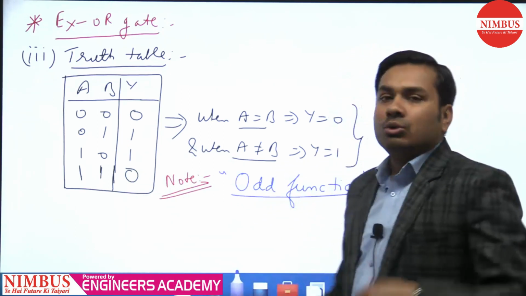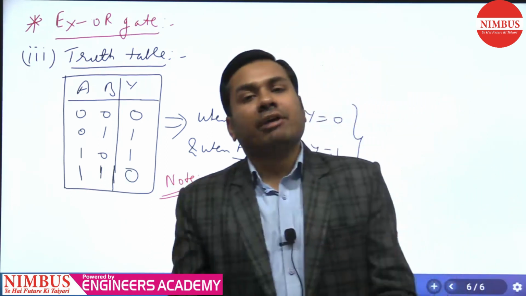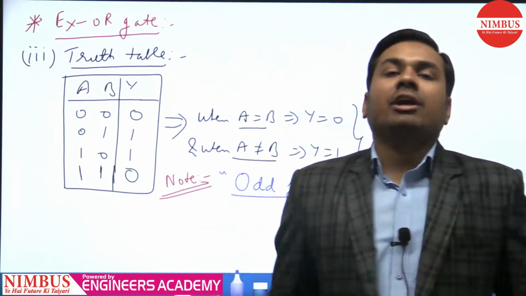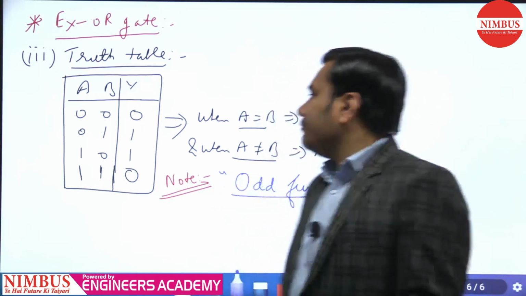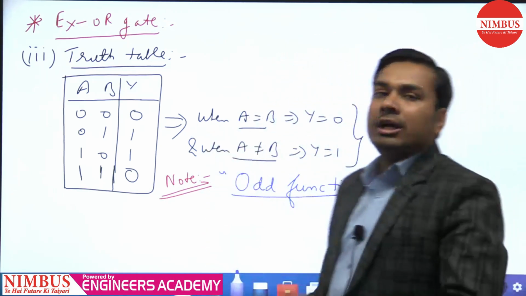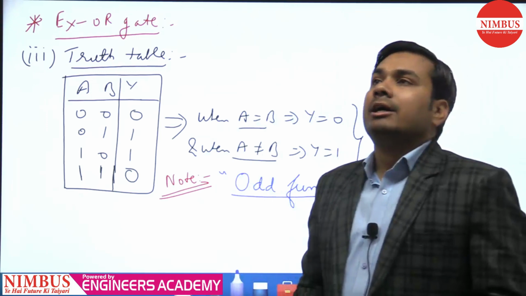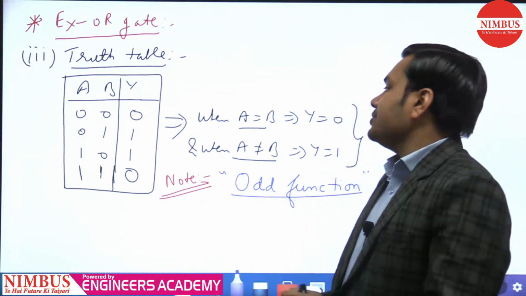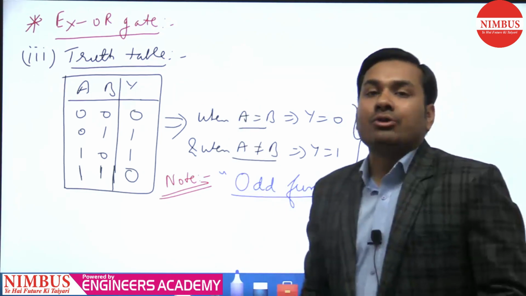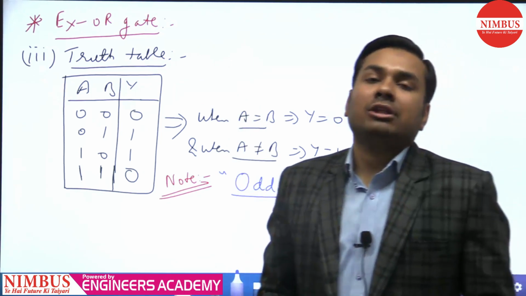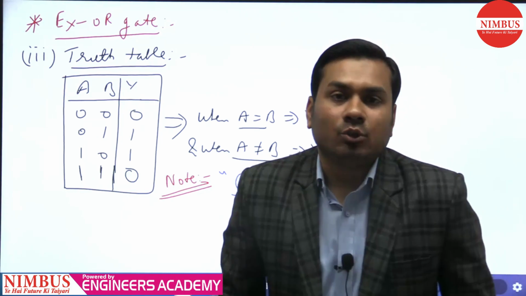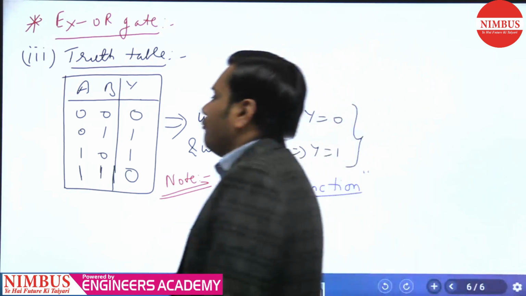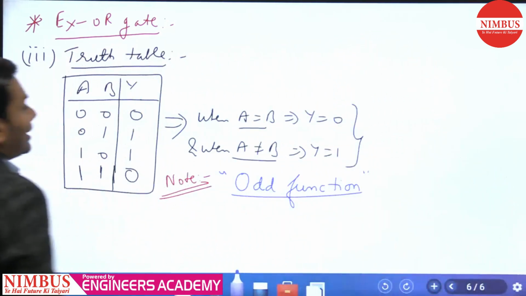That holds for 2 inputs, 3 inputs, 4 inputs, 5 inputs, right? So when we are performing the XOR operation, if we have an odd number of inputs at logic 1 in our truth table, in our function, then the output is at logic 1, otherwise the output is at logic 0, right? That is our first note on the XOR gate.